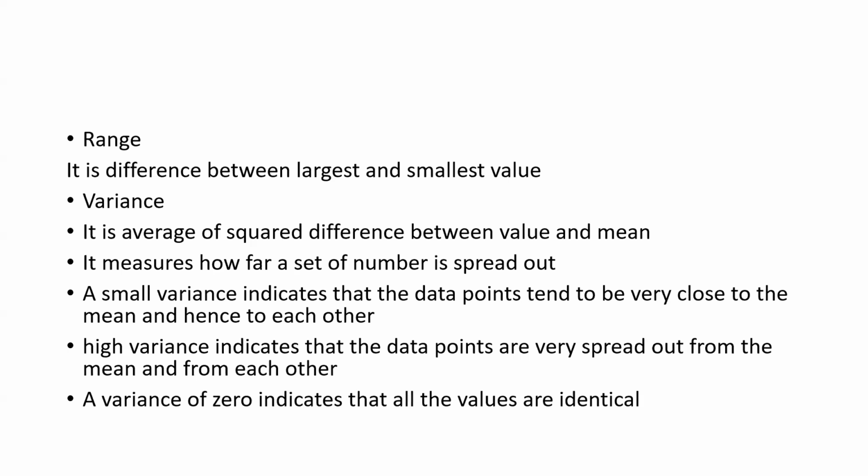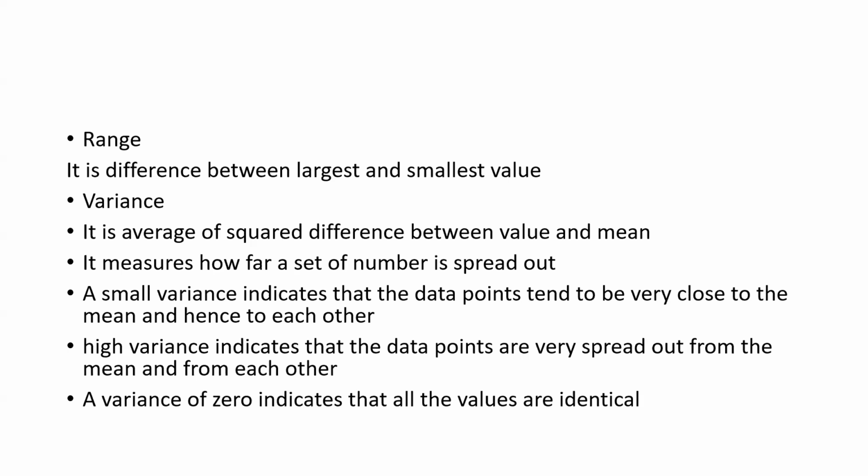The range is the difference between the largest and the smallest value. Variance is the average of squared differences between the values and the mean. It measures how far the set of numbers is spread out. A small variance indicates that the data points tend to be very close to the mean and hence to each other. High variance indicates that the data points are very spread out from the mean and from each other. A variance of 0 indicates that all values are identical.